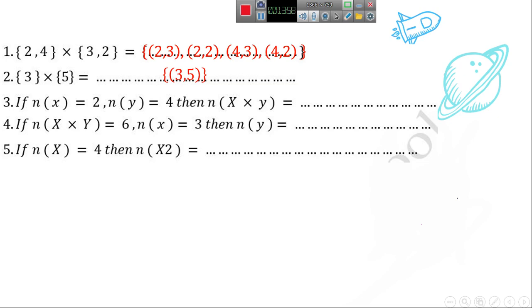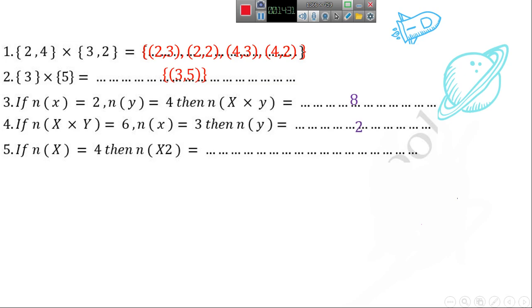If the number of elements of X equals 2 and the number of elements of Y equals 4, then the number of elements of X cross Y equals 8, which is 2 times 4. If the number of elements of X cross Y is 6, and you know that the number of elements of X is 3, then what about the number of elements of Y? Yes, it equals 2, because 6 divided by 3 gives you 2 elements of Y.